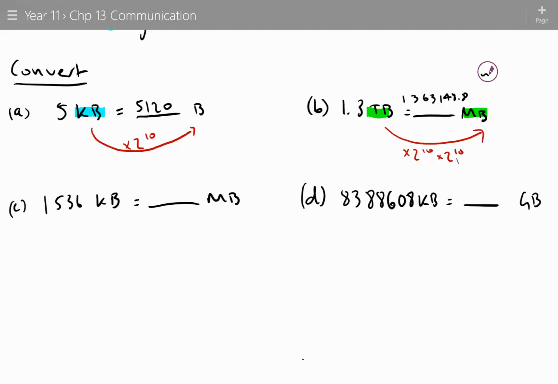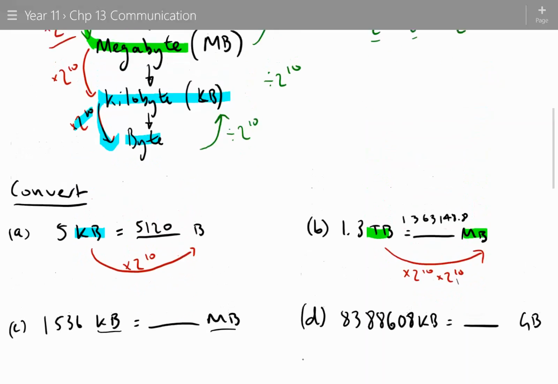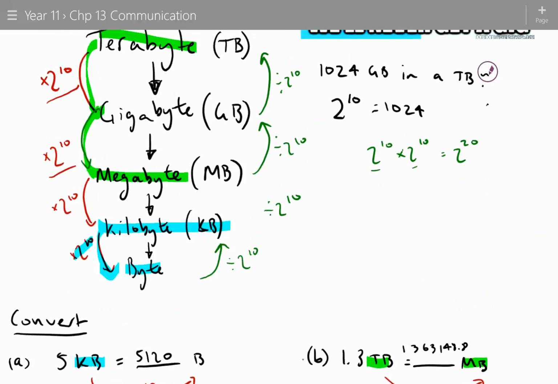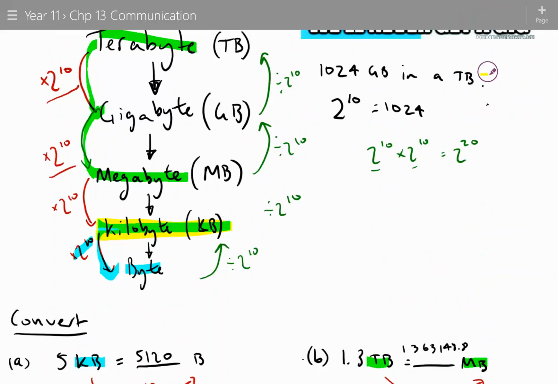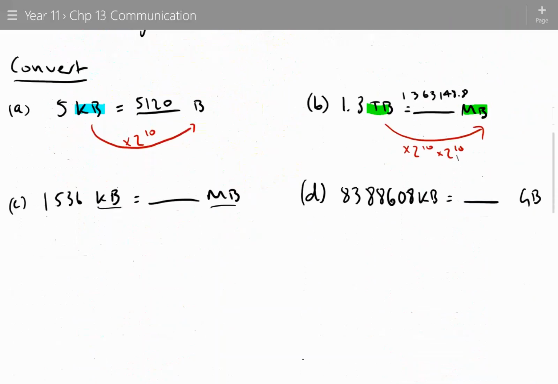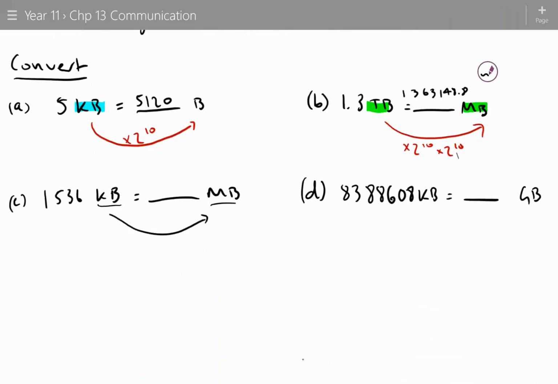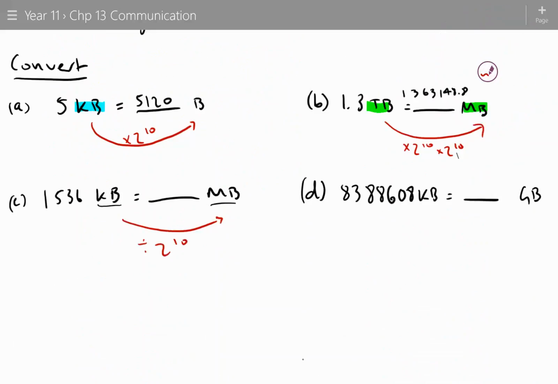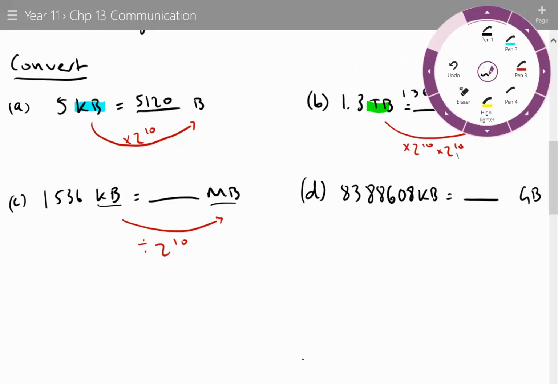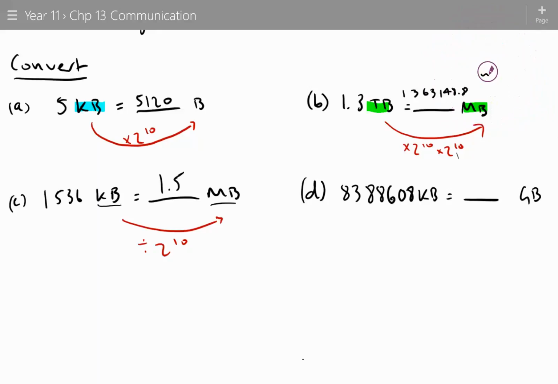We're going from kilobyte to megabyte. Let's have a look what we have to do. We need to go from, let's use yellow, kilobyte to megabyte up here. How do we go up here? We just have to divide by 2 to the power of 10. So, to go from here to here, we divide by 2 to the power of 10. Put that in your calculator. 1536 divided by 2 to the power of 10. We get 1.5. Very nice.